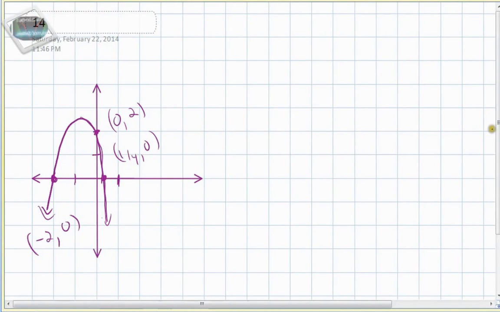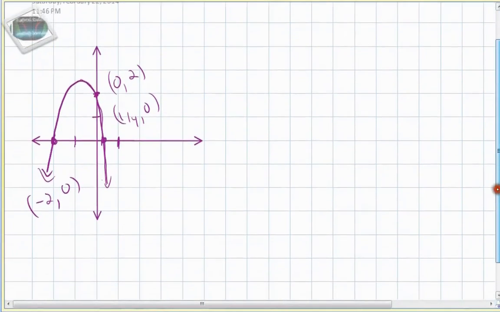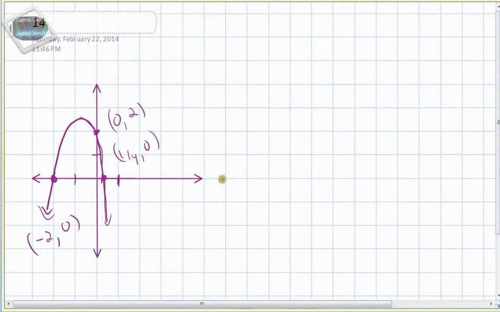Okay, question 14 gives us a graph, and it wants us to find the equation that most represents this graph. I've highlighted points that are fairly obvious just from looking at the graph. This is the x-axis, this is the y-axis. So it hits the x-axis at 1/4, and again over here at -2. It also gives us the y-intercept is positive 2, but it turns out you don't really need this. This is extraneous information. These two are fairly important.